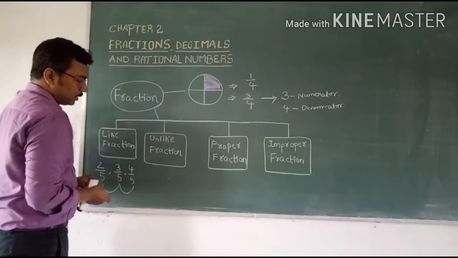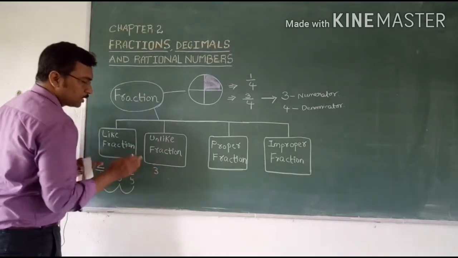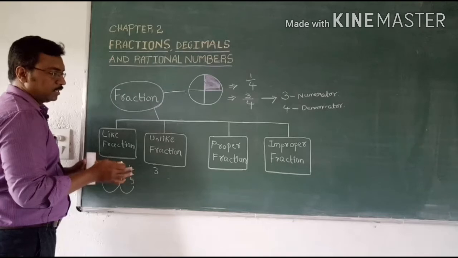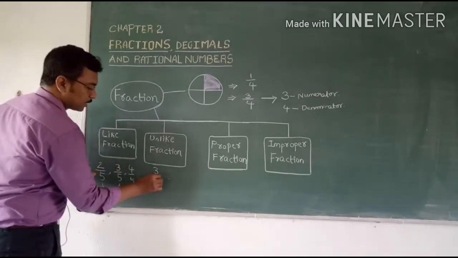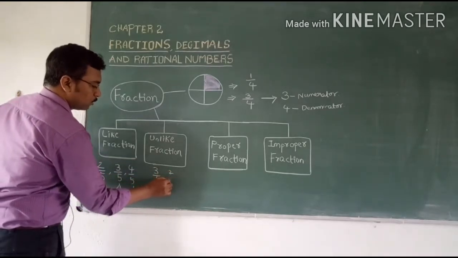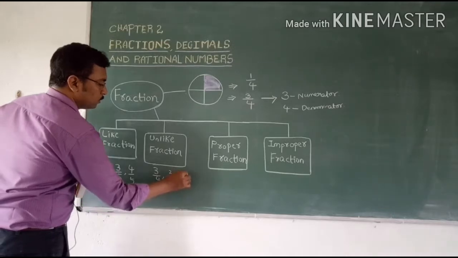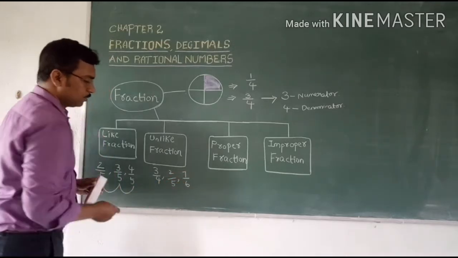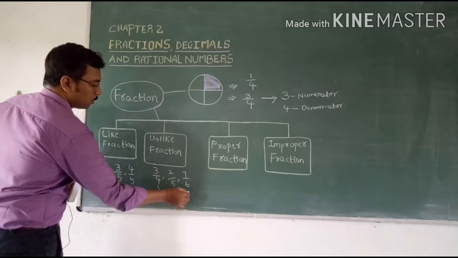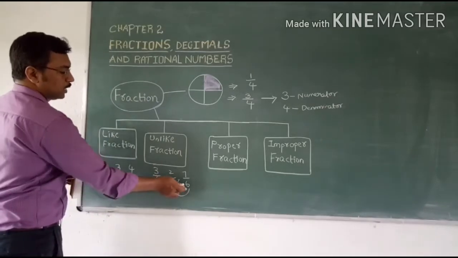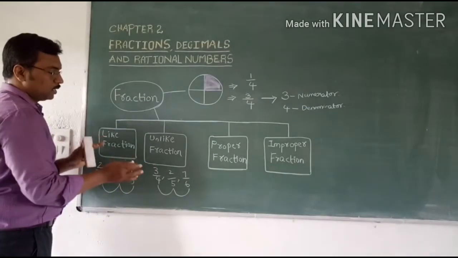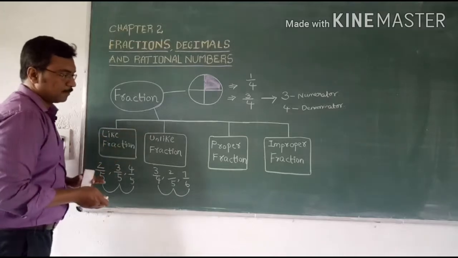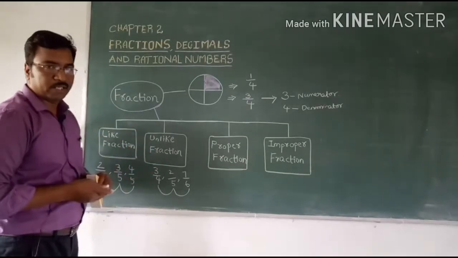Then unlike fractions. Fractions which have different denominators are called unlike fractions. 3 by 4, 2 by 5, 7 by 6. You observe the denominators here: 4, 5, 6. All are different. So these are called unlike fractions. These are examples for the unlike fractions.